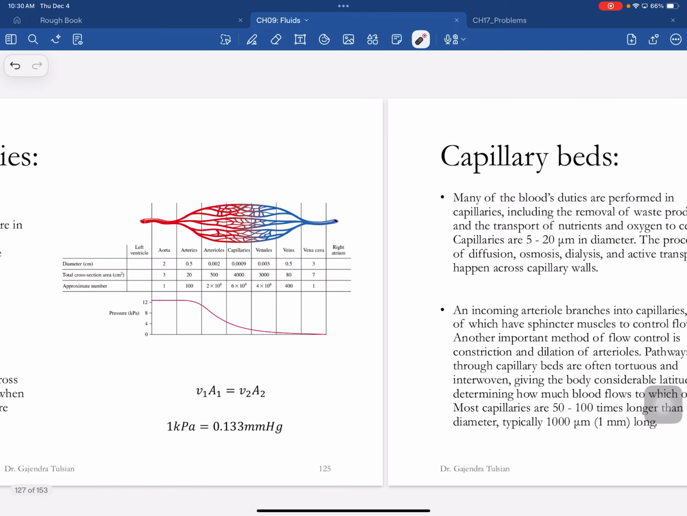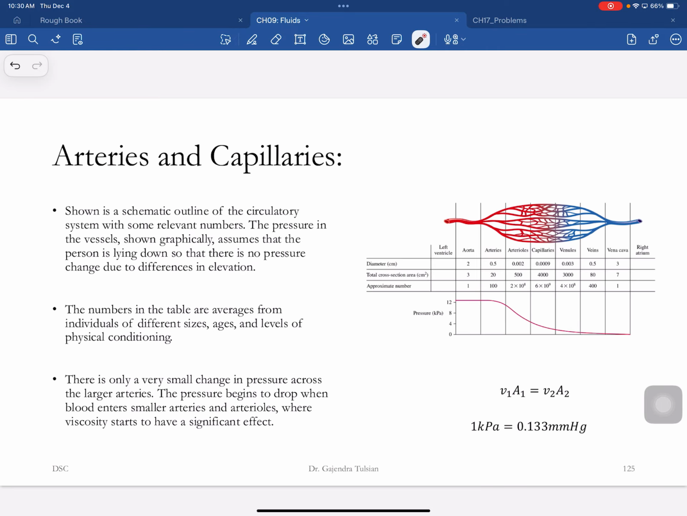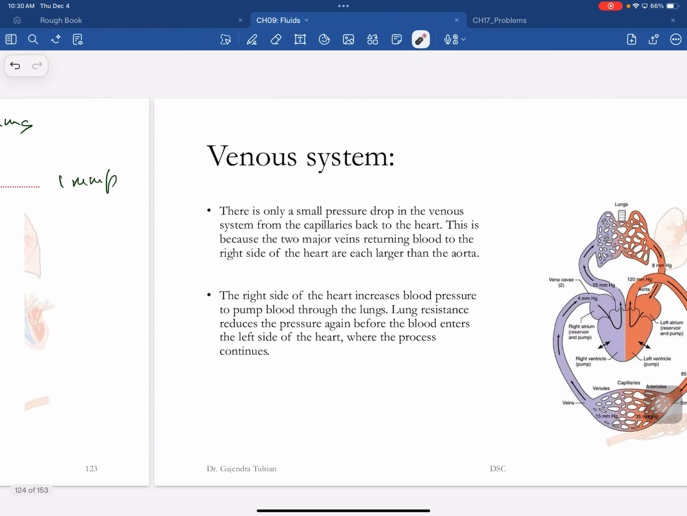So let me show you that number. The total cross-section area of the aorta is 3 centimeters squared. For the vena cava, the largest vein, it is 7 centimeters squared. Okay, so that's how you do it.